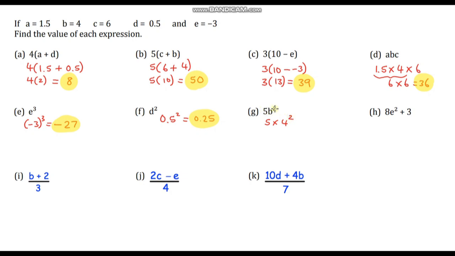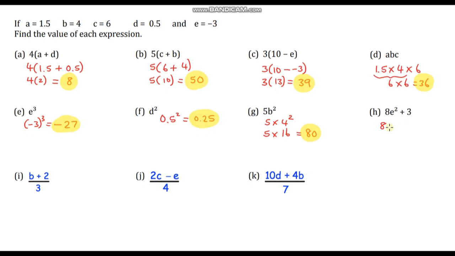But due to our order of operations, indices always come before multiplication. So we need to do the b squared first. So 4 squared, that's 16. So it's going to be 5 times 16. And I think I can do that in my head. That will be 80.